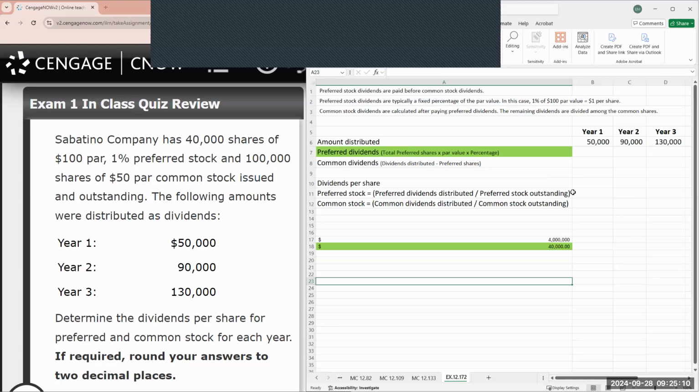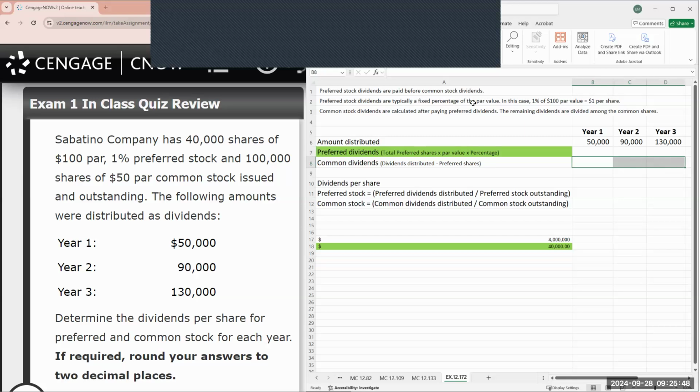Because they have what's called cumulative preferred shares. So let's say 1 year they don't have enough to pay the shareholders, then in the future year, they basically have to make sure that they catch up on what they owe to preferred shareholders before they can pay the common shareholders. So this is how we calculated the 40,000, the total preferred shares multiplied by the par value, multiplied by the percentage. 40,000 multiplied by 100, that represents the preferred stock, multiplied by the 1%, which represents the dividends that we are promising to pay the preferred shareholders each year.